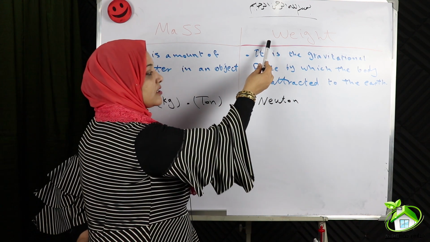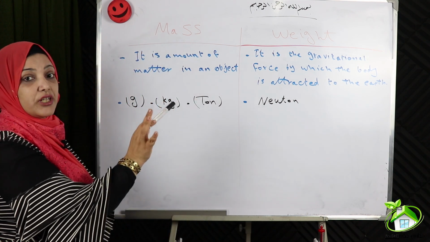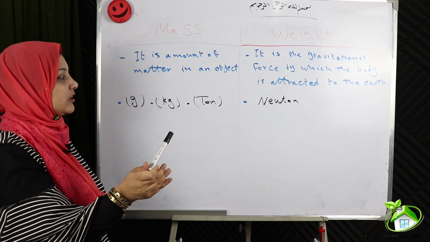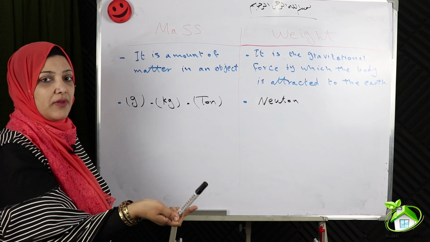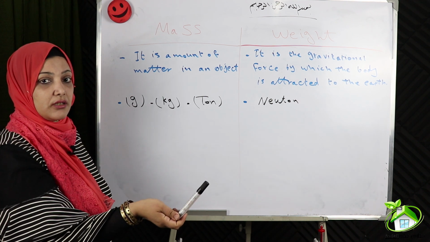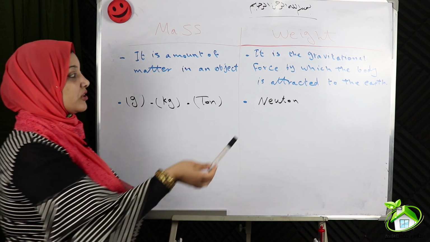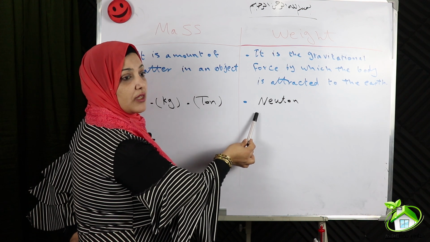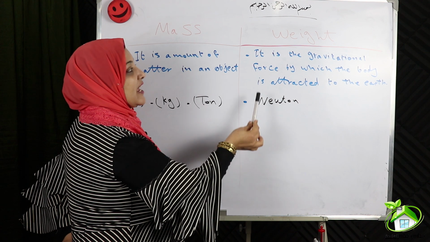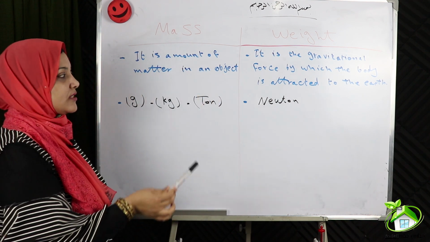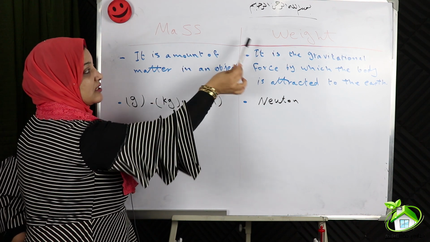But the unit of weight is called Newton. Newton, the unit of weight, relates to the scientist whose name is Isaac Newton, the scientist who discovered gravity. So the unit of weight is called Newton. Weight is measured by Newton. This is number 2, the units of mass and weight.